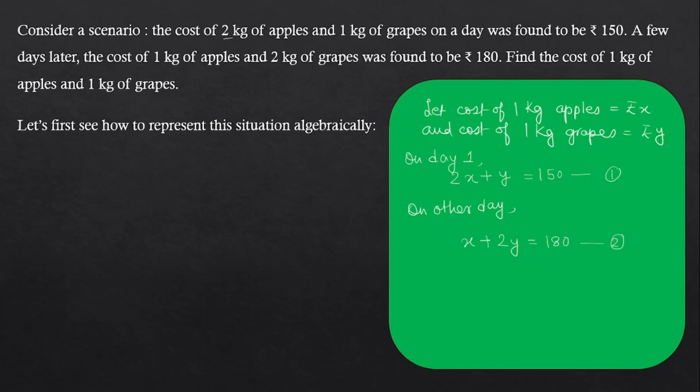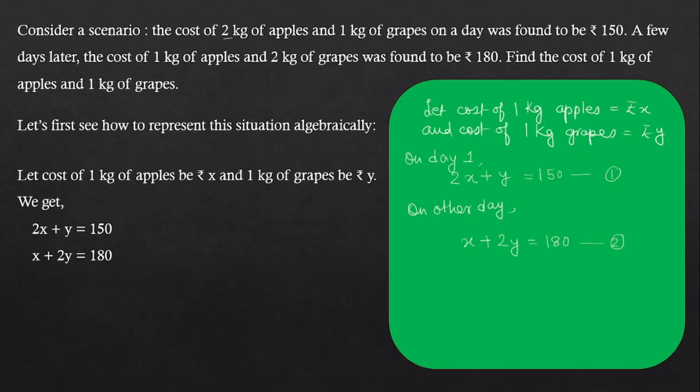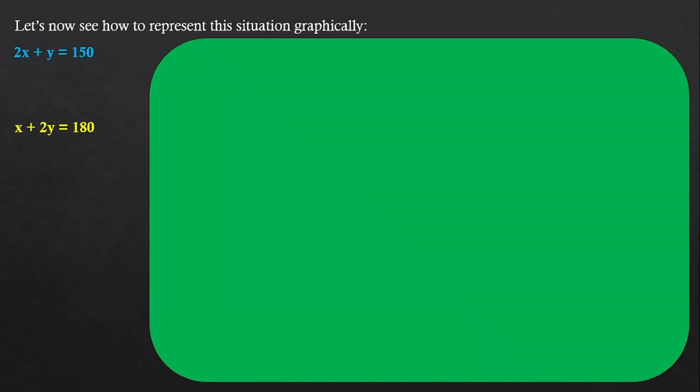So, algebraically, the given condition can be written as 2x plus y is equal to 150 and x plus 2y is equal to 180. Now we will see the same situation represented graphically. First of all, we need to learn how to plot a graph for linear equations in two variables. Here, the two equations are 2x plus y is equal to 150 and x plus 2y is equal to 180. Let us find the method to find the solution for them both.